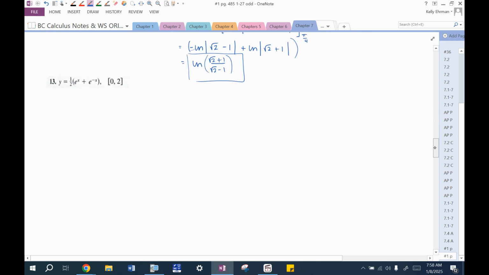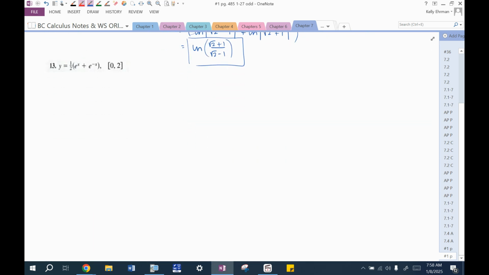All right, for number 13, still doing arc length. All right, so dy/dx is equal to 1/2 times, so what's the derivative of e to the x? e to the x, plus the derivative of e to the negative x, so that's negative e to the negative x. Because you're going to be squaring this, it would be a good idea to get rid of the negative and do a common denominator thing. So just work on this a bit.